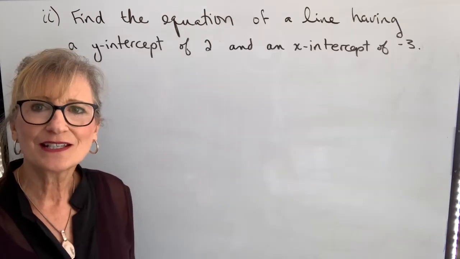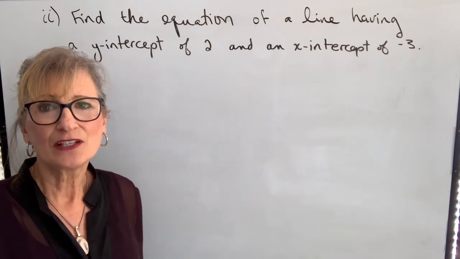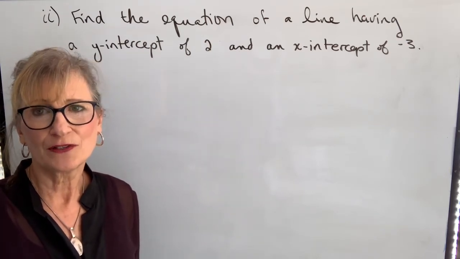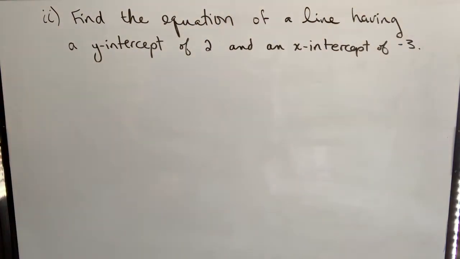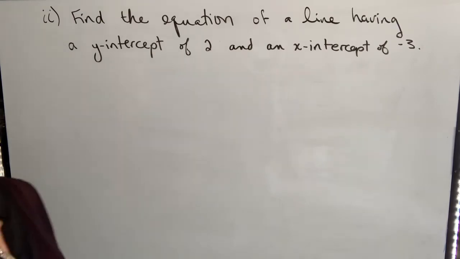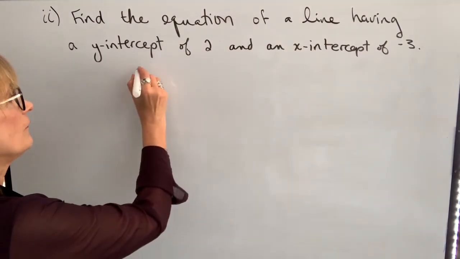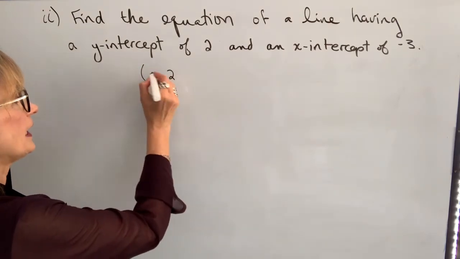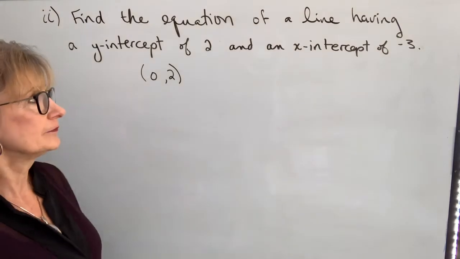Sometimes you're going to see questions that talk about the y-intercept or the x-intercept, and they give you that information and ask you to find the equation of a line. So let's do an example like that. It says find the equation of a line having a y-intercept of 2 and an x-intercept of -3. A y-intercept of 2 means the y value is 2 when the x value is 0. So that's a point that would be on that line.